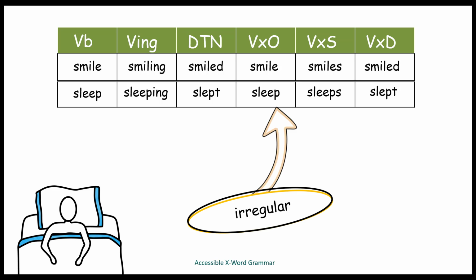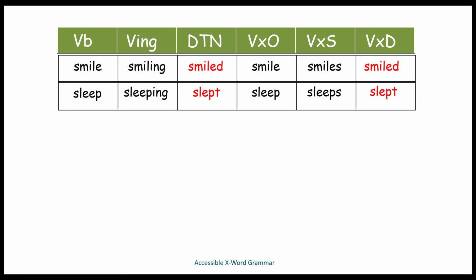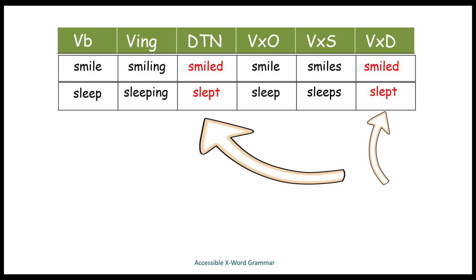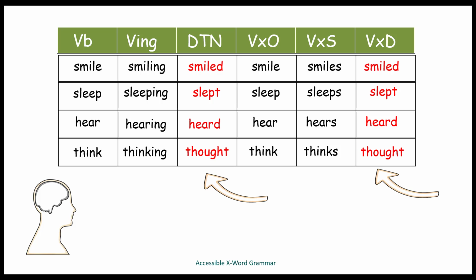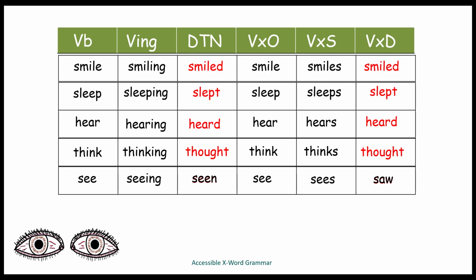Sleep does not add ed to the base form. Its spelling is not regular. But you can see that the DTN and the VXD are still the same. Most irregular verbs follow this pattern. Like here, with DTN, heard, and VXD, heard. Think, with DTN and VXD, thought. See has seen and saw.